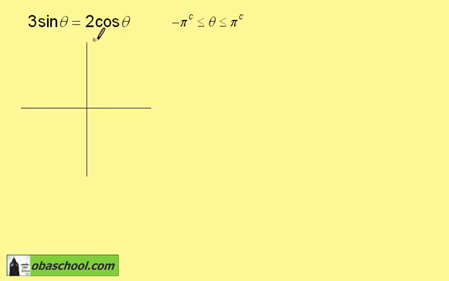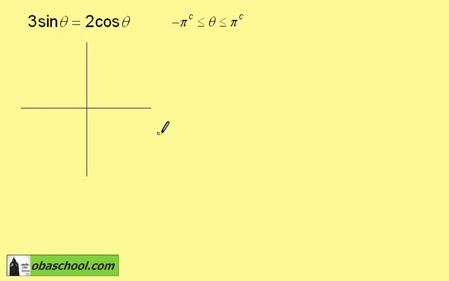We want to solve the trigonometric equation 3 sine theta is equal to 2 cos theta, and we want to solve it in the range from minus pi radians to pi radians. Since the question is given in radians, we are expected to give the answer in radians. However, we can do the intermediate working in degrees.